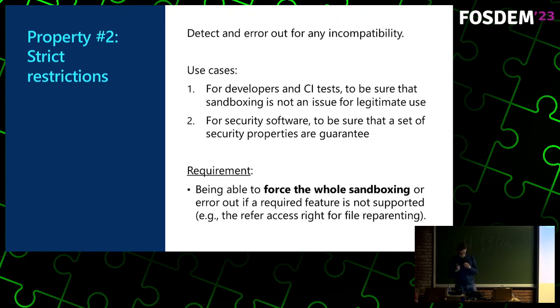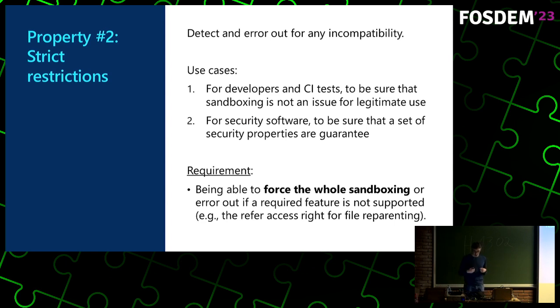The second property that we'd like to have is being able to enforce a strict restriction. Even if we don't know on which kernel the application will run, in some cases we might want to be sure that all features are enforced and restricted. There are two use cases here. The first one is to test it. If you want to sandbox an application, you want to make sure that even if you're using all the sandboxing features, your application will work as expected. That's really important. And you don't want to run your application on an old kernel and be fooled by the fact that it's running, because not all security features are enabled.